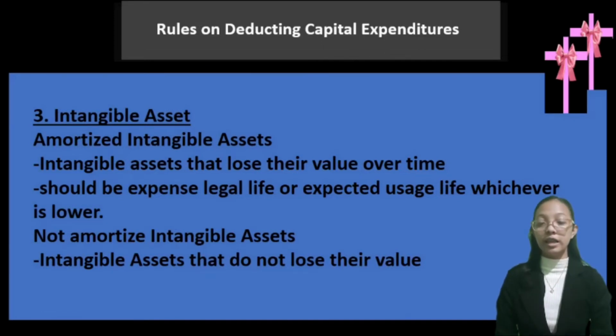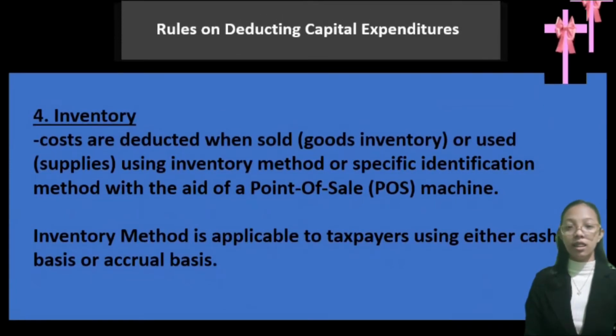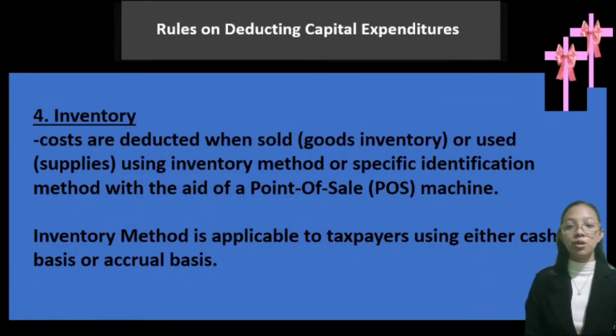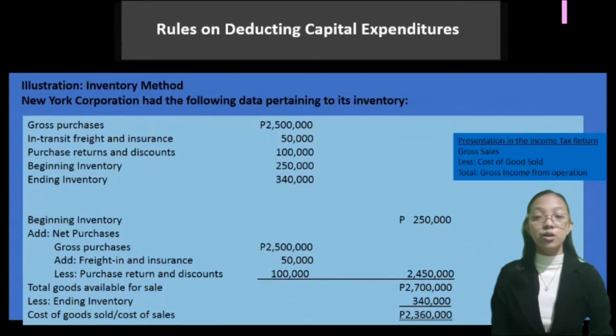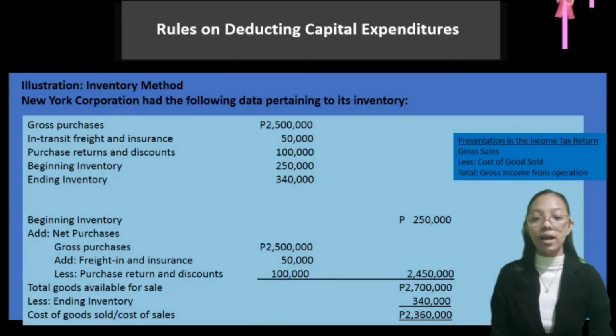Indefinite useful life or intangible assets that do not lose their value shall not be amortized. Inventory. Costs are deducted when sold or used using inventory method or specific identification method with the aid of point of sale machine. We have an illustration here that uses inventory method. Note that the cost of goods sold shall include the purchase price or cost of the merchandise and all expenses directly incurred in taking them to their present location and use.